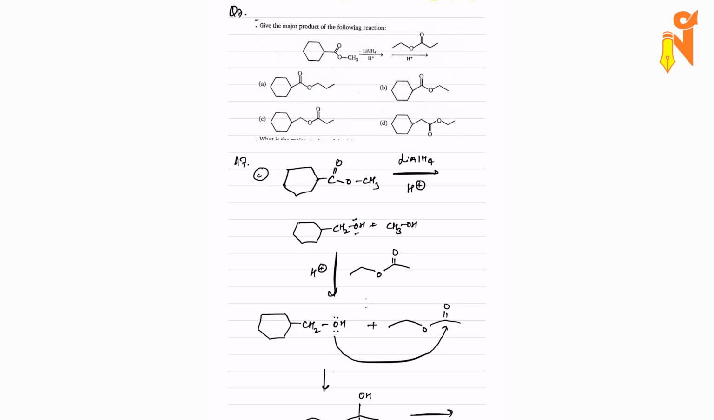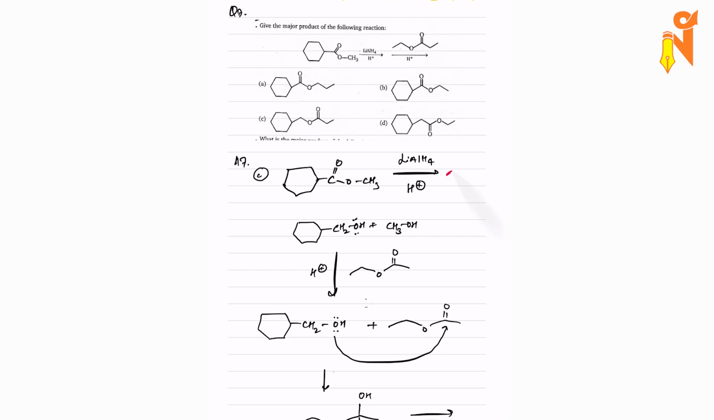Now come to question number 7. Question number 7 is: give the major product of the following reaction. Here we have been given an ester. We are going to reduce it first and then we are going to perform a transesterification step. The reaction involved in the second step is transesterification, where an R group gets replaced by another R group in case of esters.